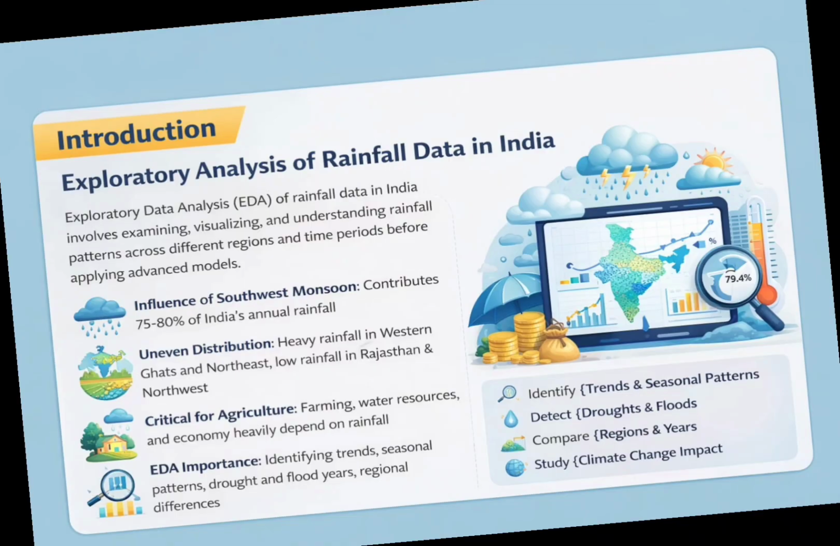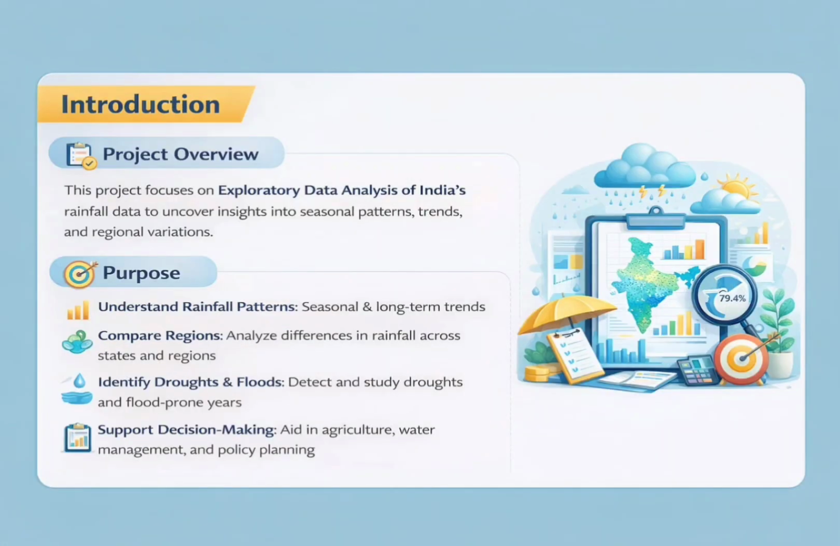Rainfall is very important for agriculture and daily life in India. We analyze rainfall data to find patterns and seasonal changes. This helps in better planning and prediction. We will see the overview and purpose.